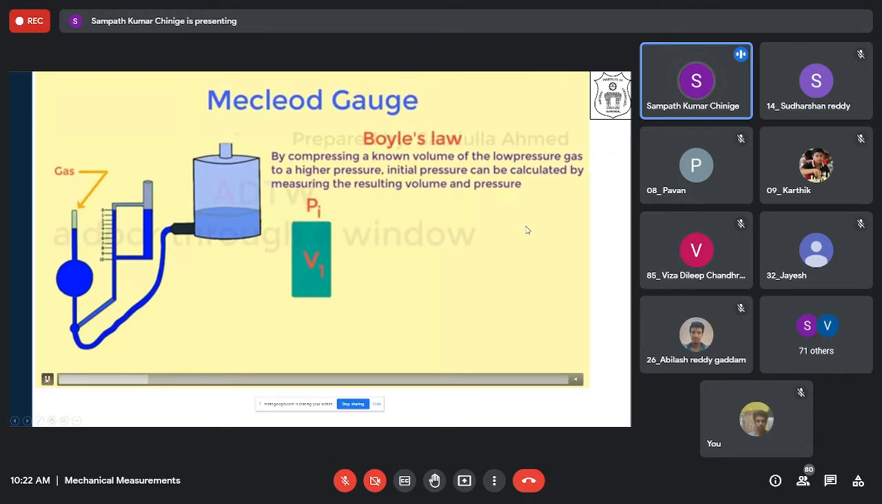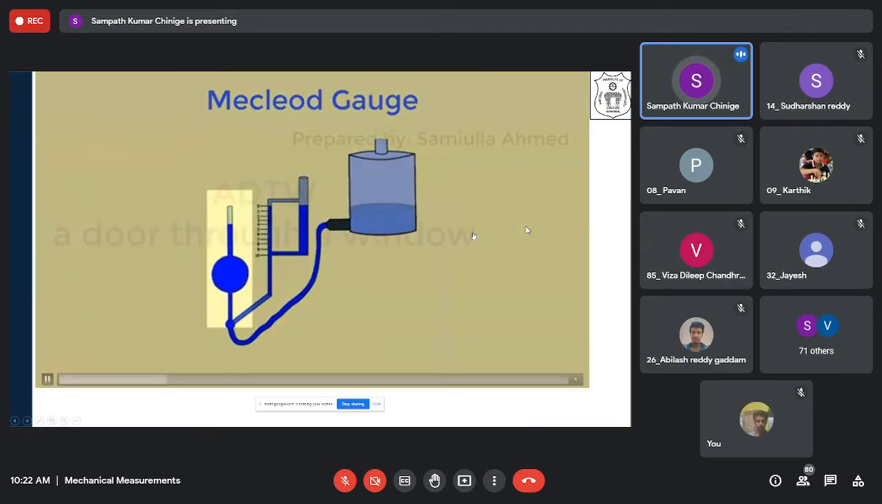So by mathematical modeling, I will try to find out the same thing I am showing here. There is an initial pressure at volume V1, and then I'm compressing it. That means volume is reduced and your pressure is increased. Now, the working we will try to find out.